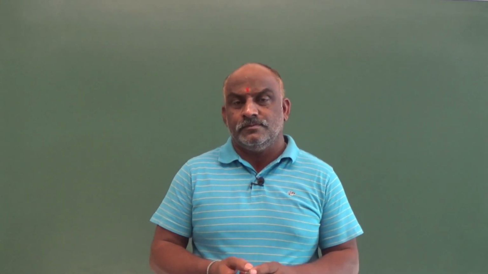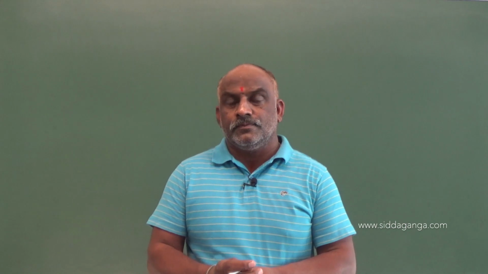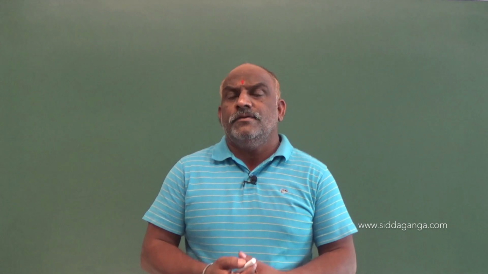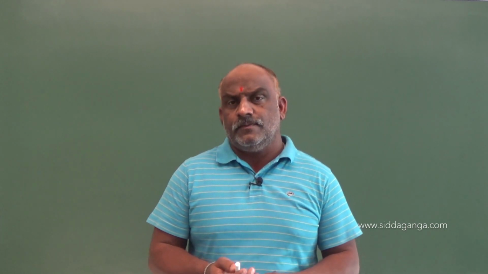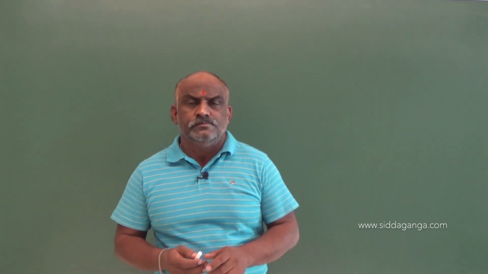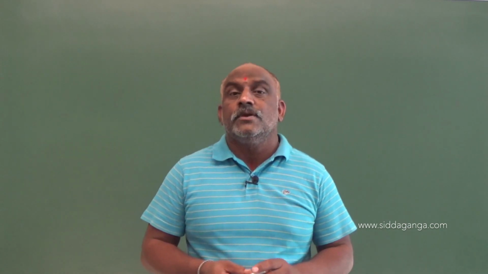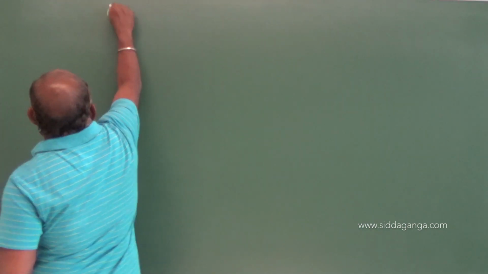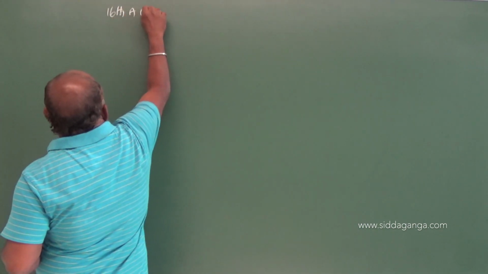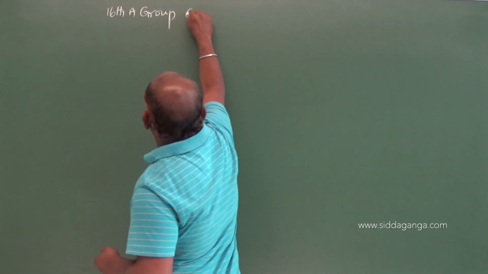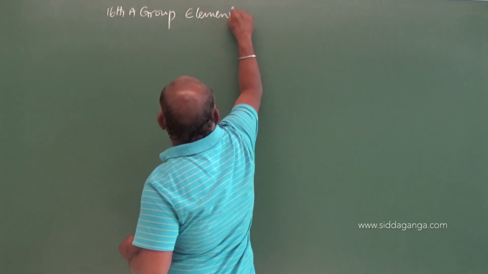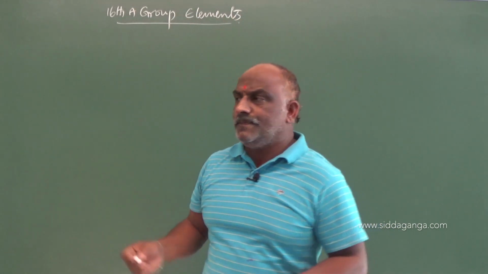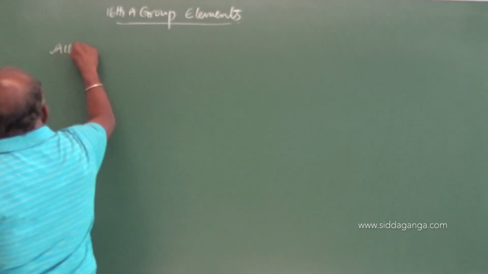Continuation regarding 16th group elements. Already we finished the general properties of 16th group elements, and one more was left, that is allotropic forms. The 16th group elements are said to be the oxygen family. So here, allotropy.